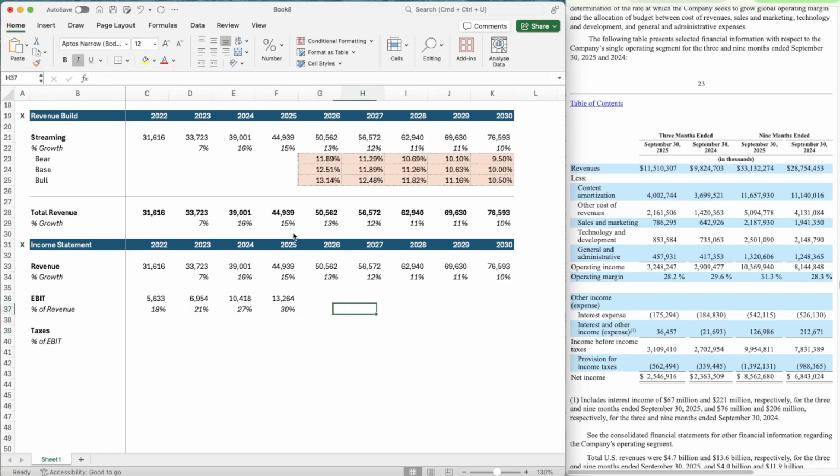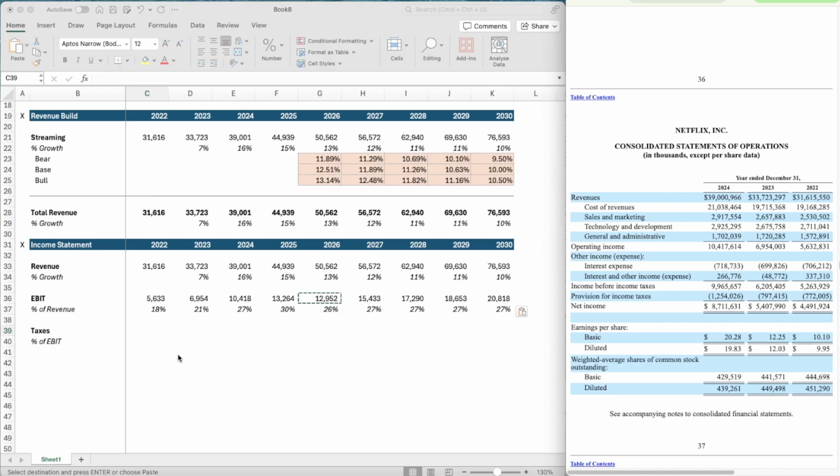EBIT, operating income, seems to be increasing again. For a long time, Netflix had very high margins, but then competition came in. But it looks like they're going up again. They seem to have fought it off quite well. Okay, so let's come back to the 10K.